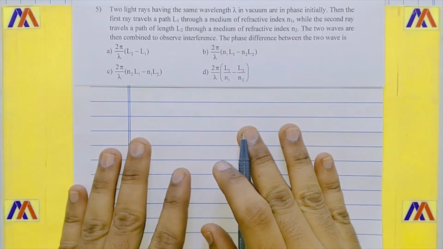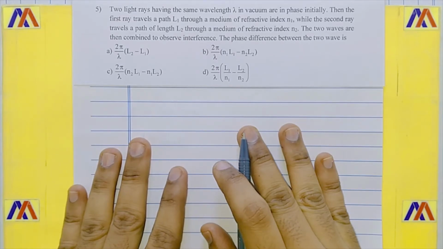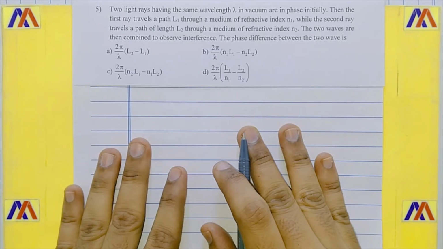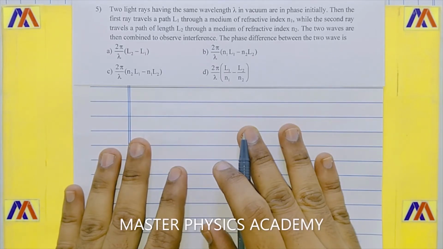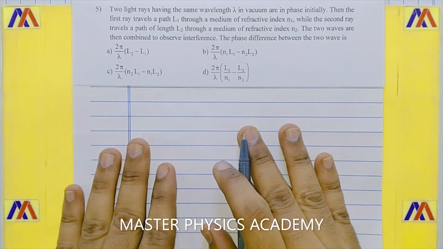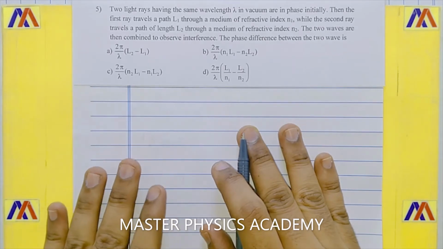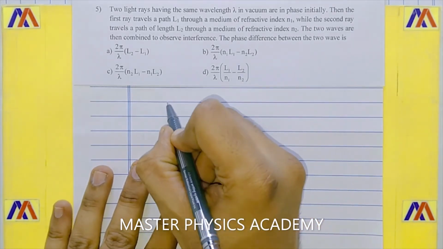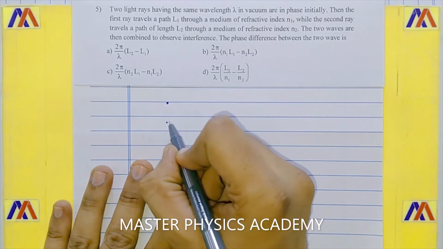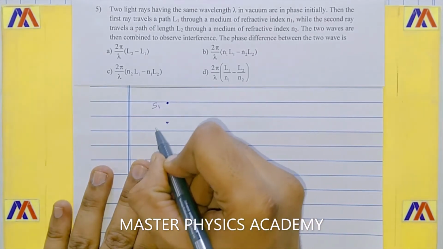Two light rays having the same wavelength lambda in vacuum are in phase initially. Then the first ray travels a path L1 through a medium of refractive index N1, while the second ray travels a path of length L2 through a medium of refractive index N2. The two waves are then combined to observe interference. The phase difference between the two waves is: we have two sources giving coherent waves.